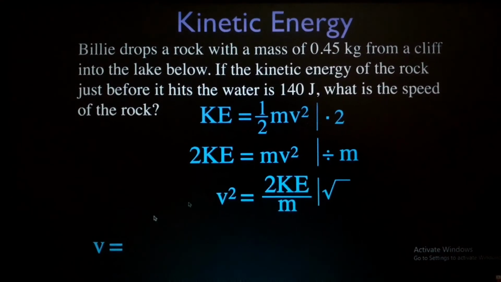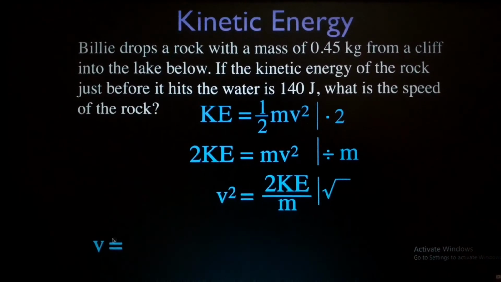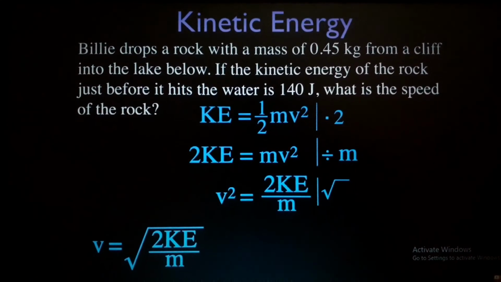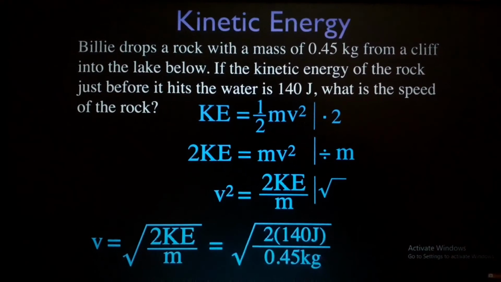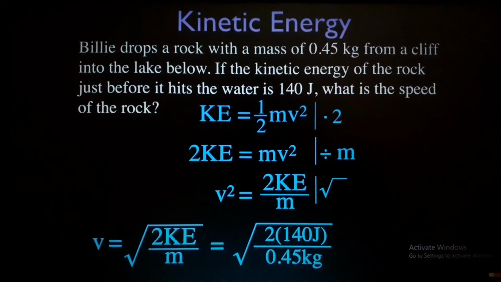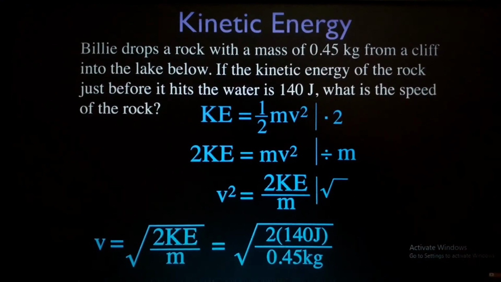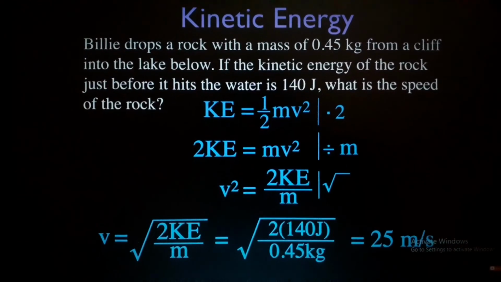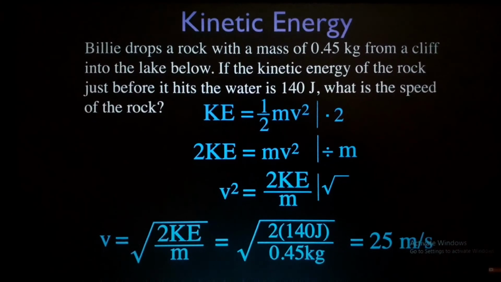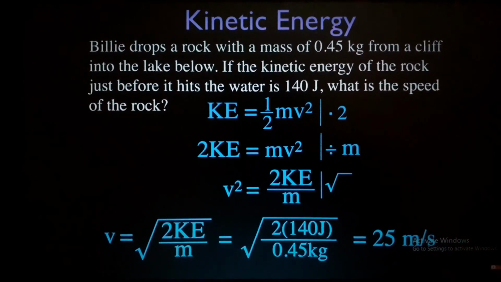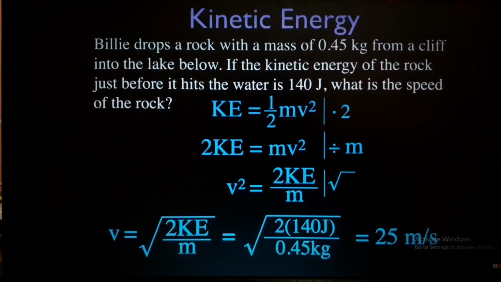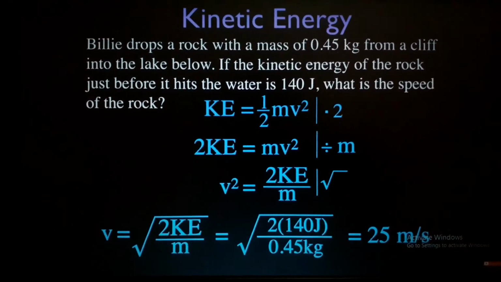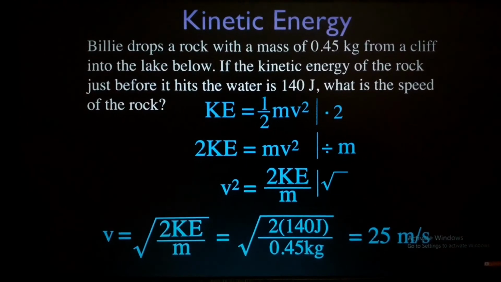And you can see that the square root of v squared is just v, but then I got to take the square root of 2 times ke divided by m, which I can now just plug the values in. Square root of 2 times 140 divided by 0.45 kilograms. There's nothing to square here because we got rid of that with our square root. And then we find out that the speed of the rock, the velocity of the rock, just before it hits the water is, I got 24.9 something on my calculator, I rounded to 25. So therefore we have our 2 significant figures, and we have 25 meters per second.